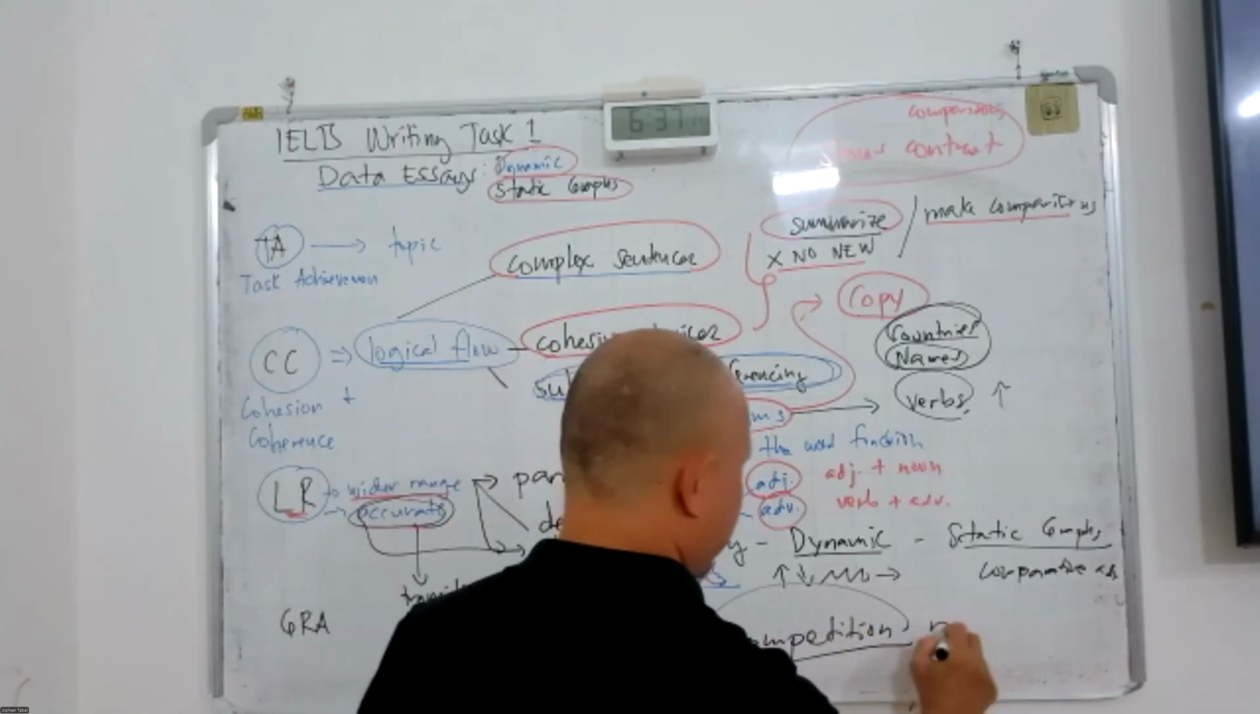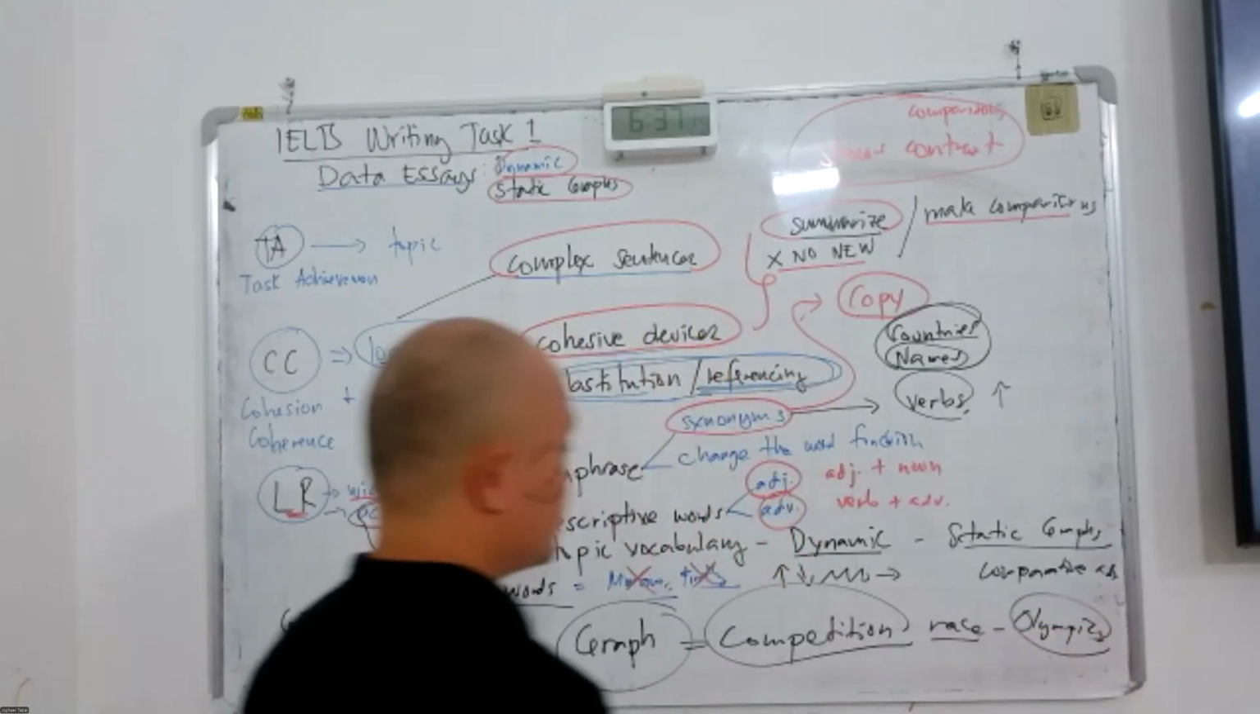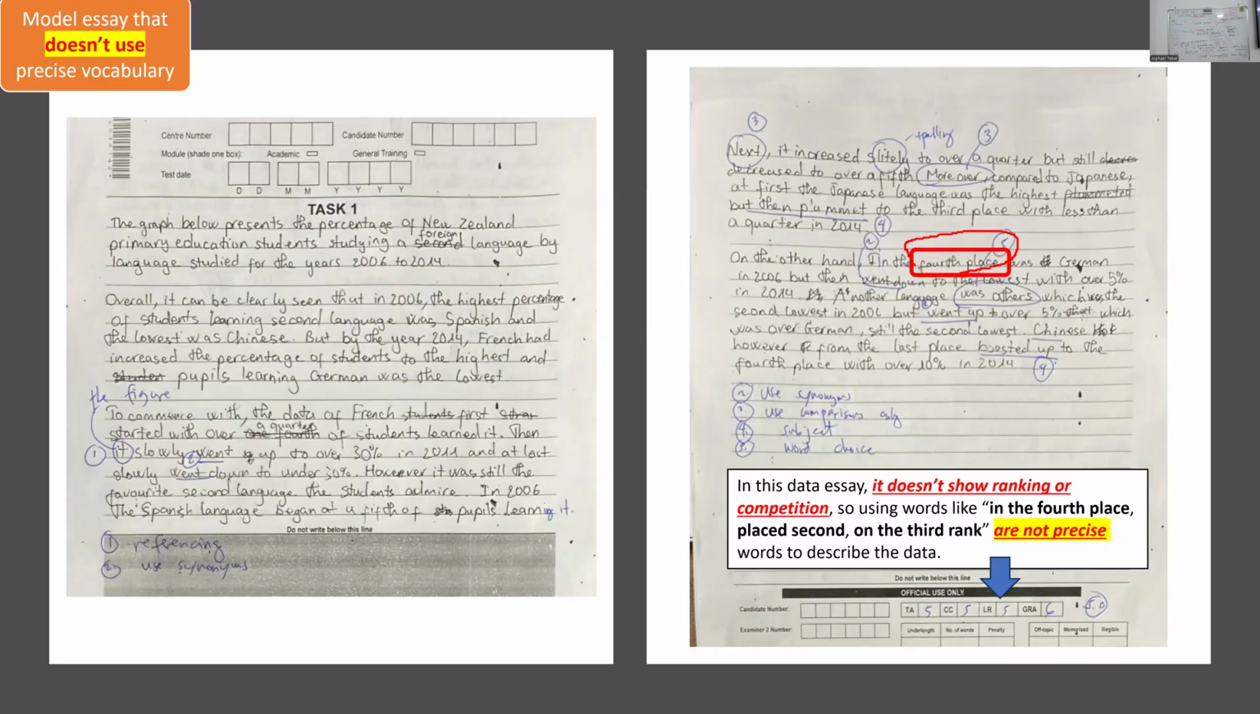So for example, a racing competition, a race or Olympics. The graph in this essay is not about competition. If you check the model answer here, the graph shows the percentage of students in New Zealand studying a second language. If you check the introduction from the student, it's very clear that he or she mentioned that this graph shows the primary education students studying foreign language by language.